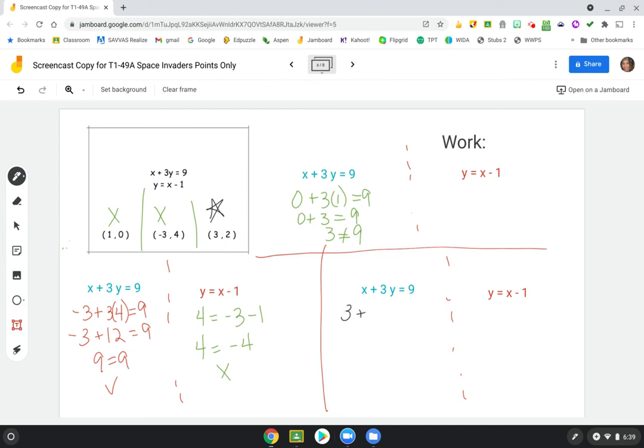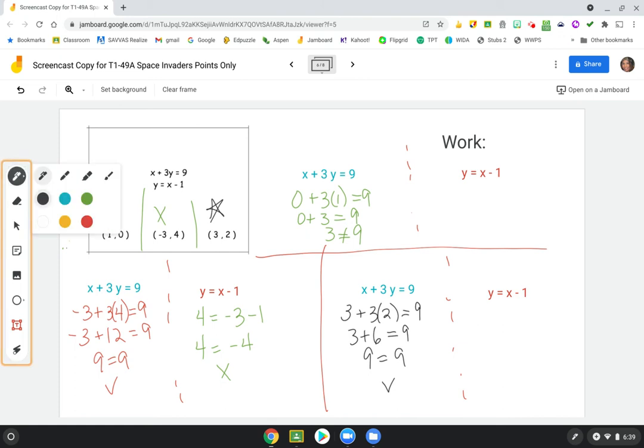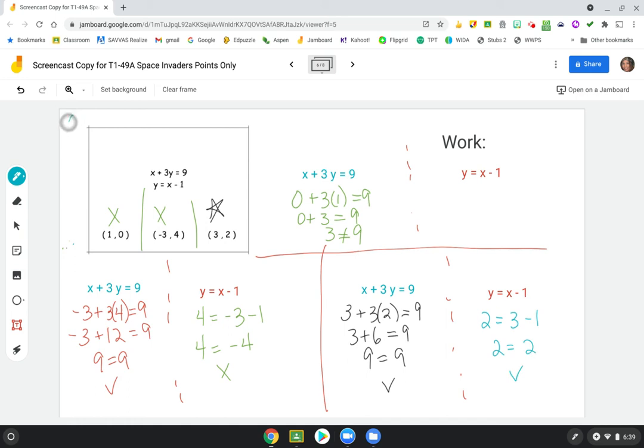So 3 plus 3 times 2. 3 times 2 is 6. And so we have 9 equals 9. So that means the point 3, 2 is on the first line. And if we check the second one, I have 2 is equal to 3 minus 1. 3 minus 1 is 2. So since we get 2 equals 2, we know that 3, 2 is our solution to our system.